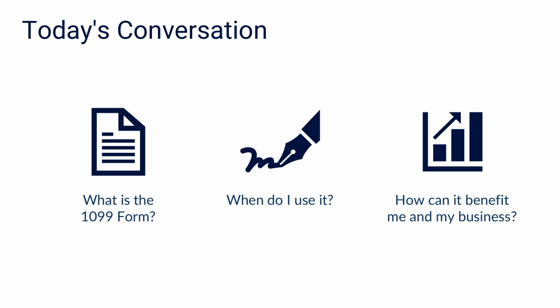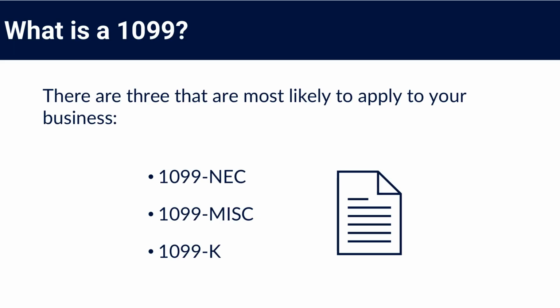In today's conversation, we will discuss why, as a child care business owner, you may have only hired W-2 employees and have questions regarding the 1099 form. This guide will walk you through the 1099 form, when to use it, and how it can benefit you and your child care business. There are several kinds of 1099 forms, and we will cover the three that are likely to be applicable to you and your child care business: the 1099 NEC, the 1099 MISC, and the 1099K.